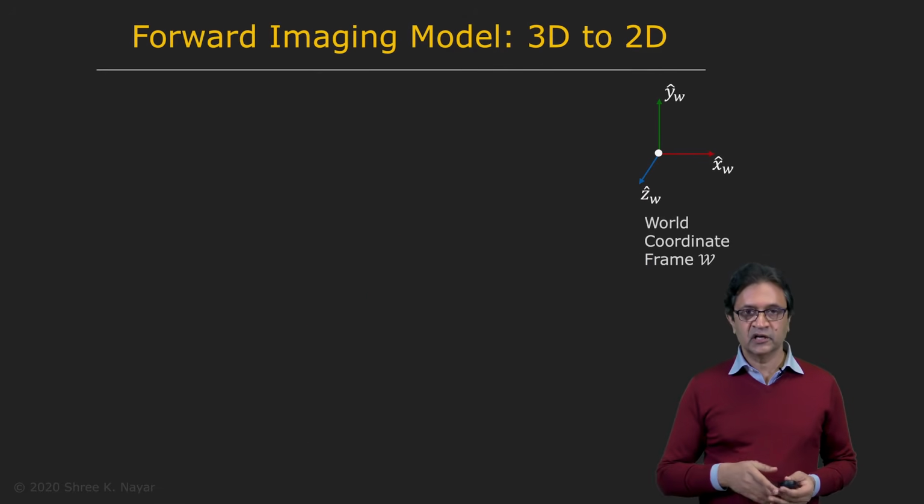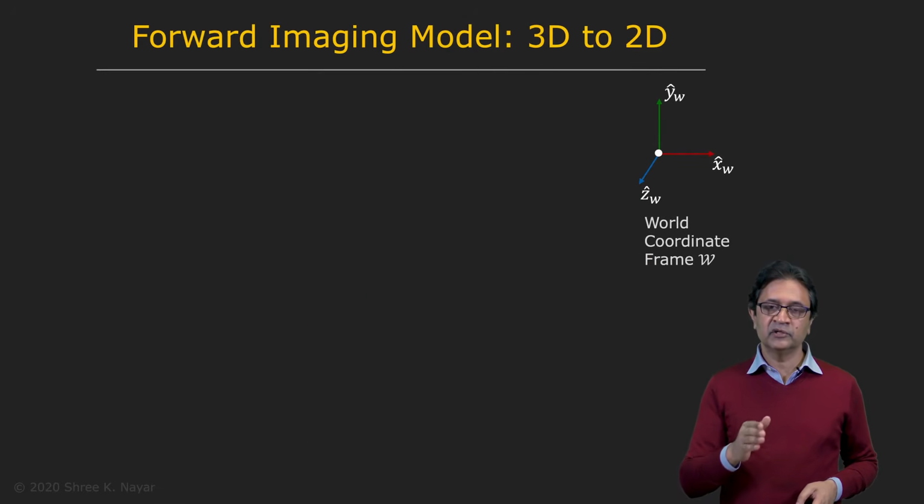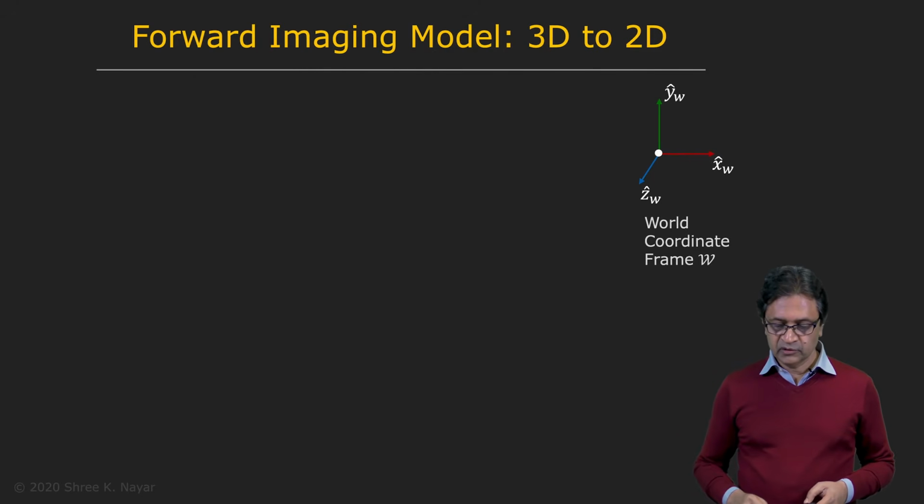Now let's develop a comprehensive model of the camera so that we can calibrate the camera. For this, we're going to discuss what's called the forward imaging model, which takes you from 3D to 2D. So here is the setup.